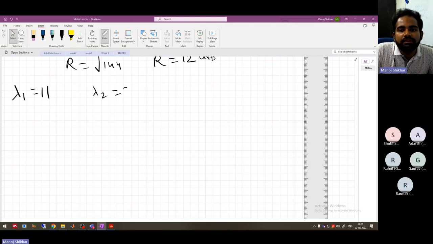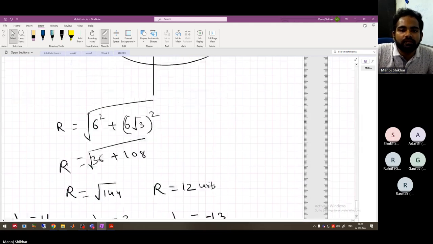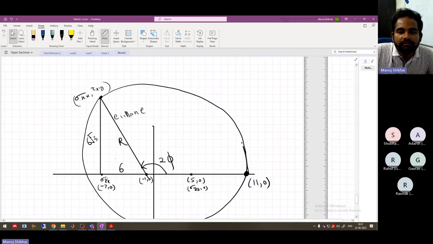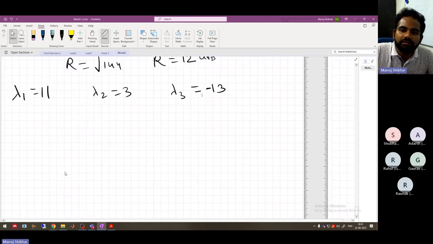Lambda 2 is 3 and lambda 3 will be what? 13, -13. You can see here it is -1, and if you go 12 units to the left of this, you will reach -13.